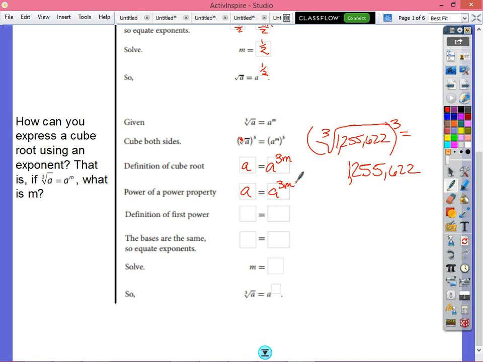Okay. It probably was going to have us do this on the next step, but that's fine. Okay, definition of first power. If I have an A by itself, that really means it's raised to the first power. Okay, the bases are the same, so we can equate the exponents. So that would be 1 equals 3M. Solve for M by dividing both sides by 3, and you get 1/3. Okay, and so we could say the cube root of A is equal to A to the 1/3.